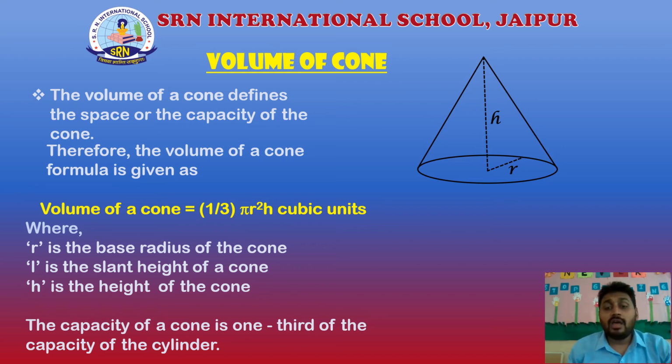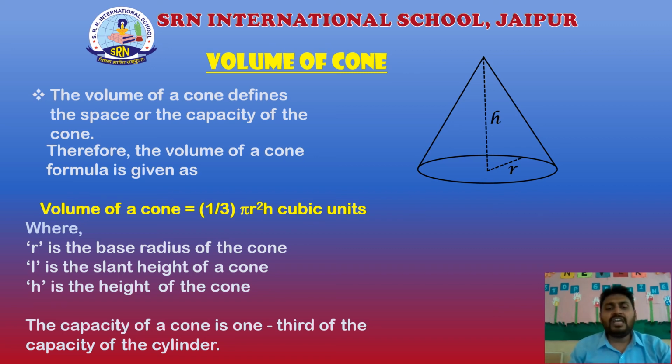cubic units. Now just remember this thing, the area is always measured in square units and the volume is always measured in cubic units, where r is the base radius of the cone, l is the slant height of the cone, h is the height of the cone. As we have discussed when we discussed the introduction part and the total surface area, it is always fixed that l is the slant height of the cone, h is the height of the cone, and r is the radius of the cone.